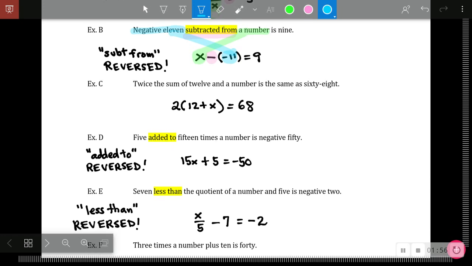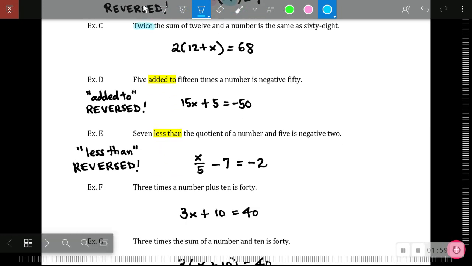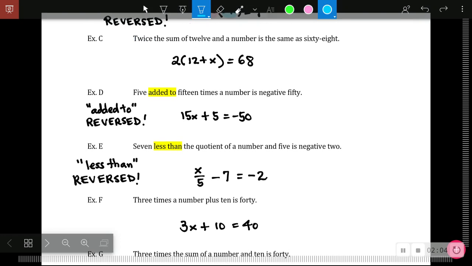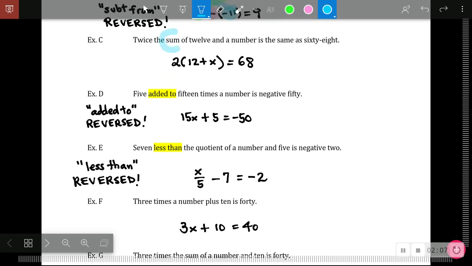On example C, twice. Twice means times 2, but the question is, what are we multiplying by 2? Well, it says twice the sum of 12 and a number. Well, here's the sum of 12 and a number. Sum means adding. And we're supposed to take twice that. So you double the whole sum, and in order to do that, you have to use parentheses in an algebra sentence. Notice that the phrase for the equal sign is the same as. That is often shortened to just the verb is.